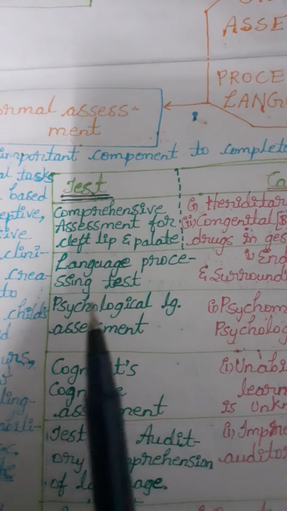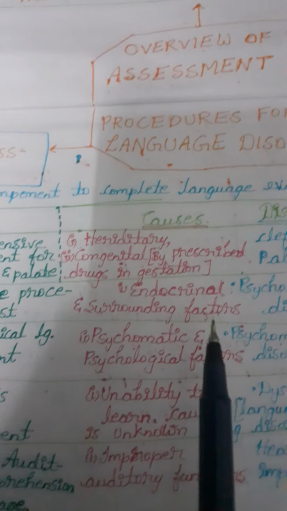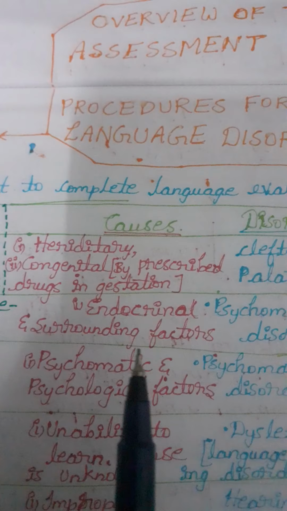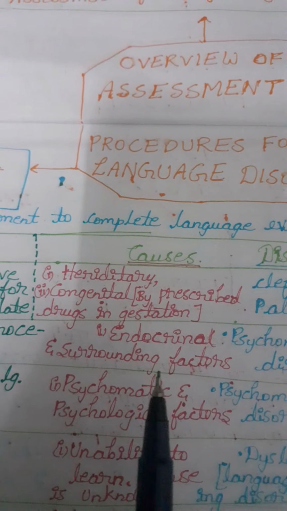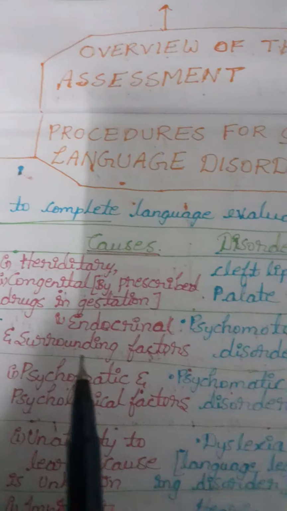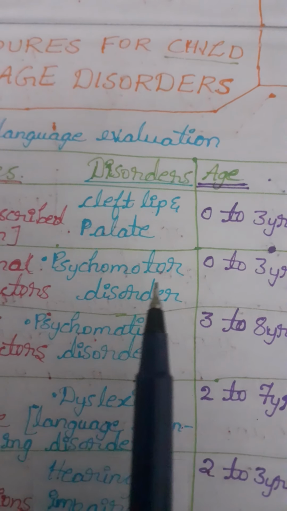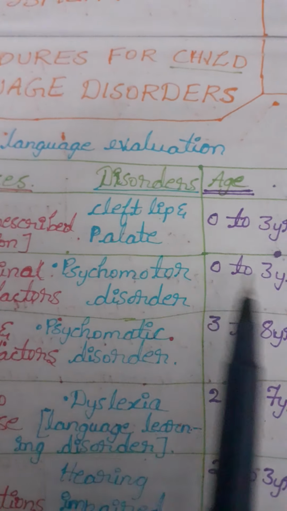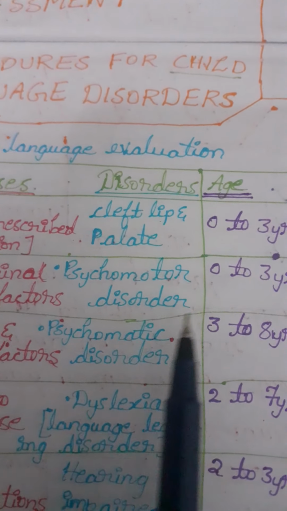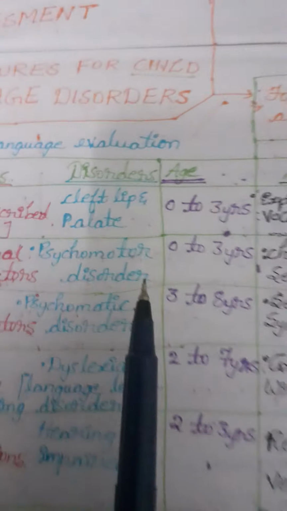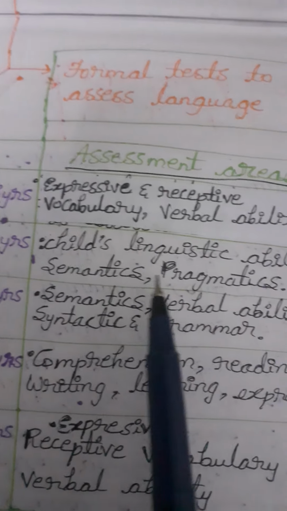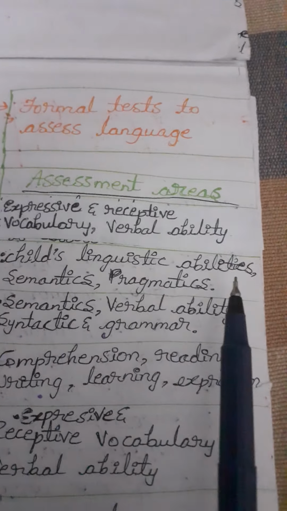Second test is language processing test. Causes can be endocrinal and surrounding factors. Endocrinal is hormonal, surrounding is environmental factors, habitat. Disorder is called psychomotor disorder. Psycho is mental, so mentally the speech disorder is called psychomotor disorder. Age 0 to 3 years. Assessment areas are child's language abilities, linguistic abilities, semantics, and pragmatics.